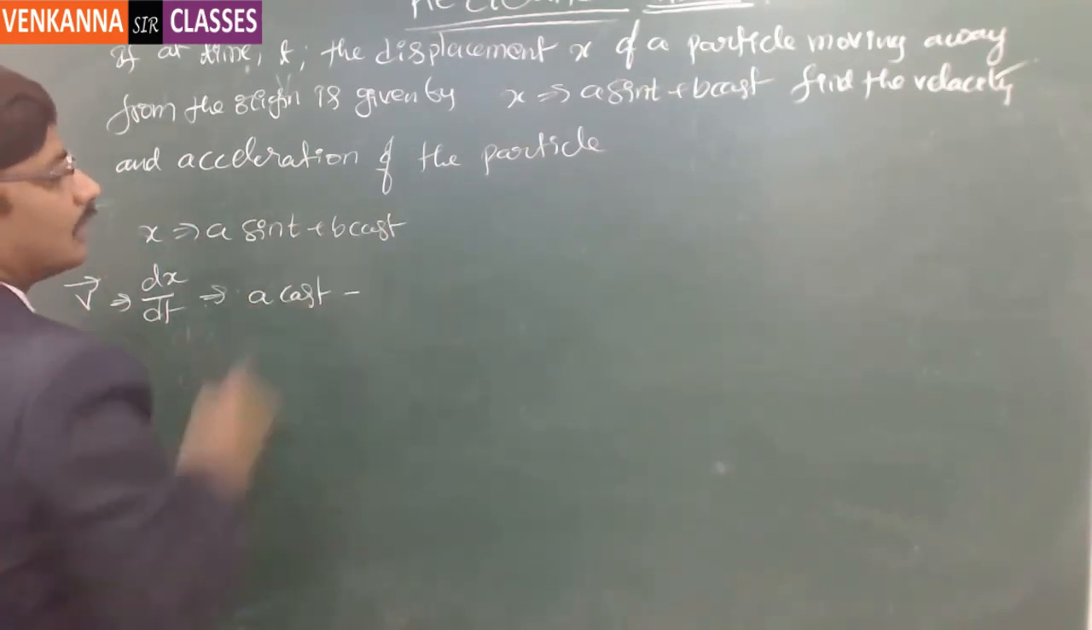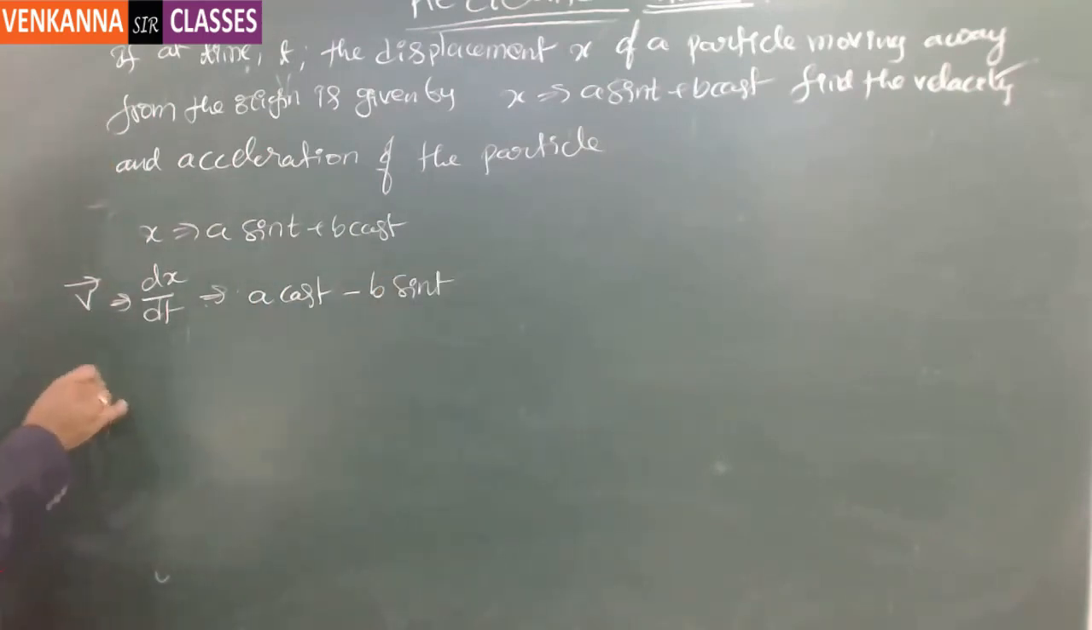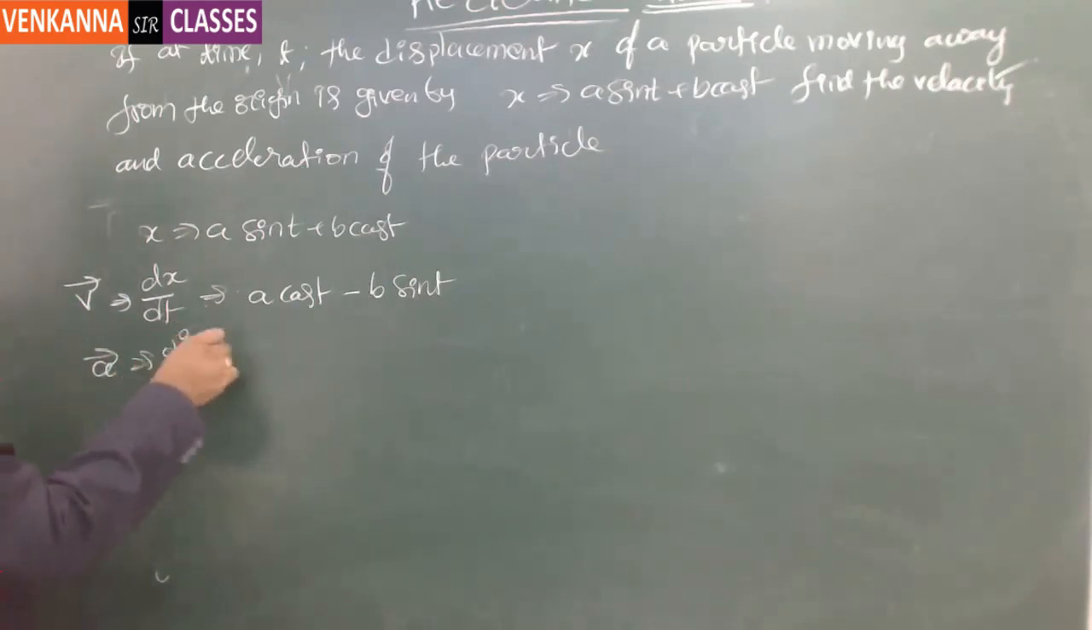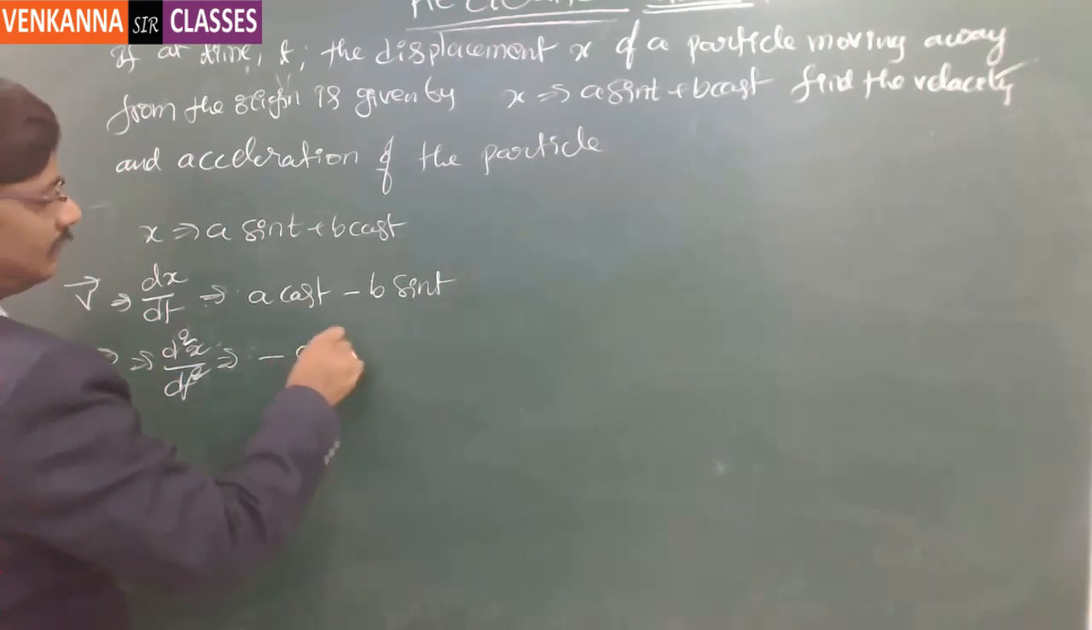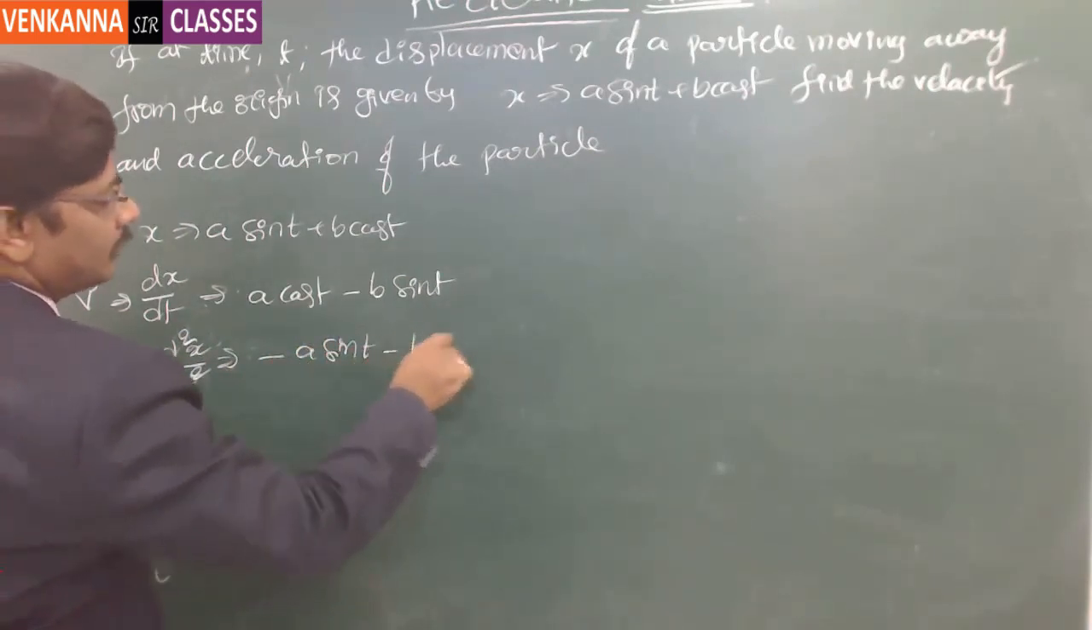and the derivative of cos t is minus sin t. Here again if you take the derivative of it, the acceleration is equal to d square x by dt square, which is equal to minus a sin t minus b cos t.